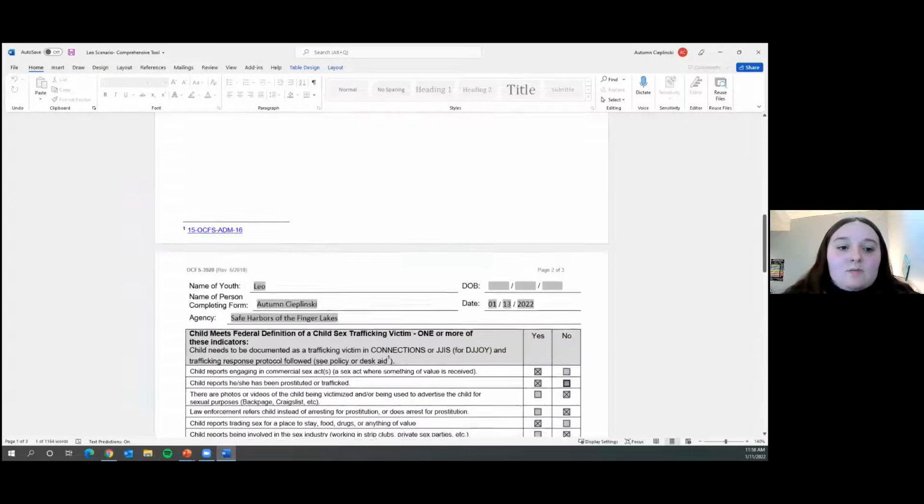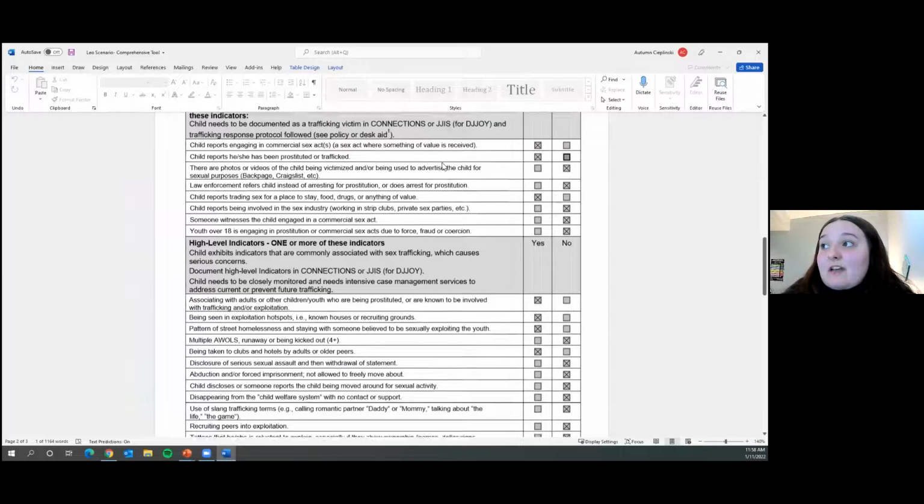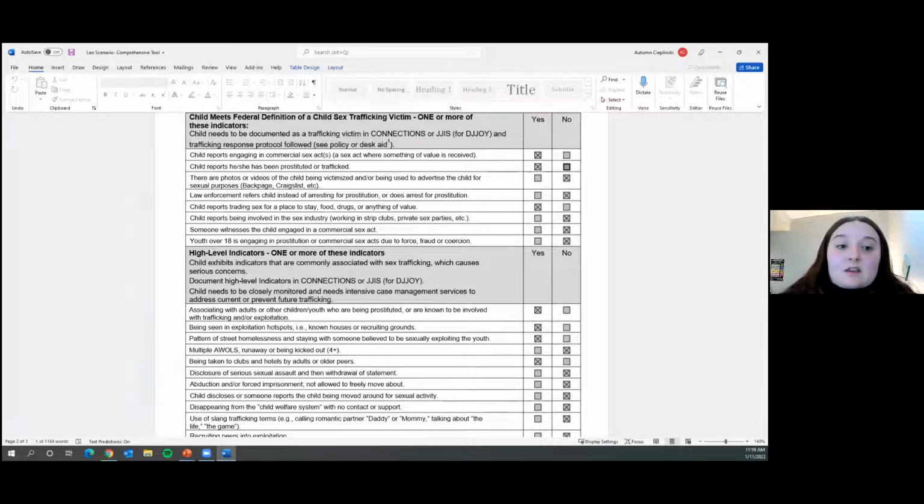Alrighty. So because there are multiple boxes checked off yes, let's say that Leo is in the care, custody, or supervision of an LDSS, voluntary agency, or OCFS. Because Leo meets the federal definition criteria of sex trafficking, then the safe harbor lead must submit the law enforcement report of a child sex trafficking victim form to the New York State Police within 24 hours.